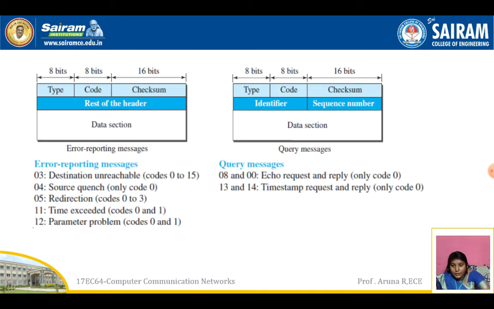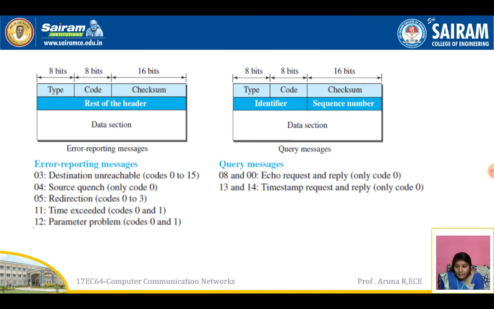Here you can see the error reporting messages and query messages in detail. It is 32 bits, because everything in IP is 32-bit. The first 8 bits are for the type, the next 8 bits are for the code, and the remaining 16 bits are for the checksum. So both formats are somewhat similar: you can see the error reporting message format as well as the query message format.